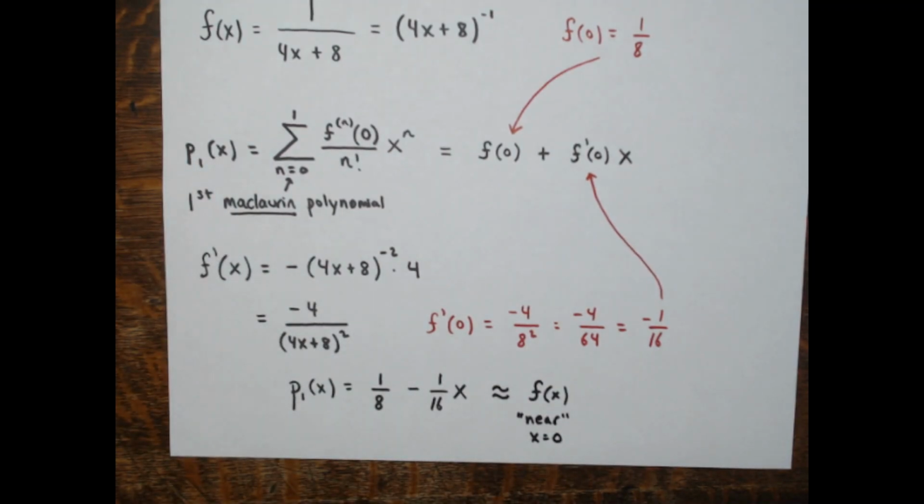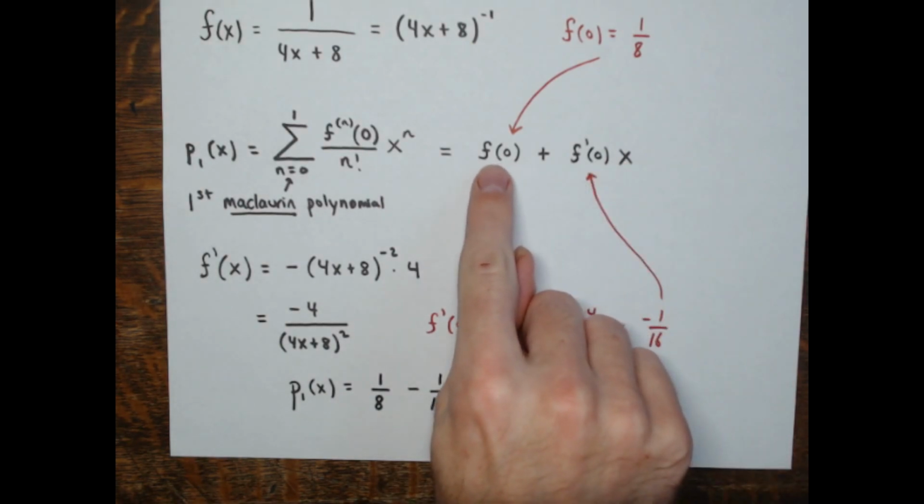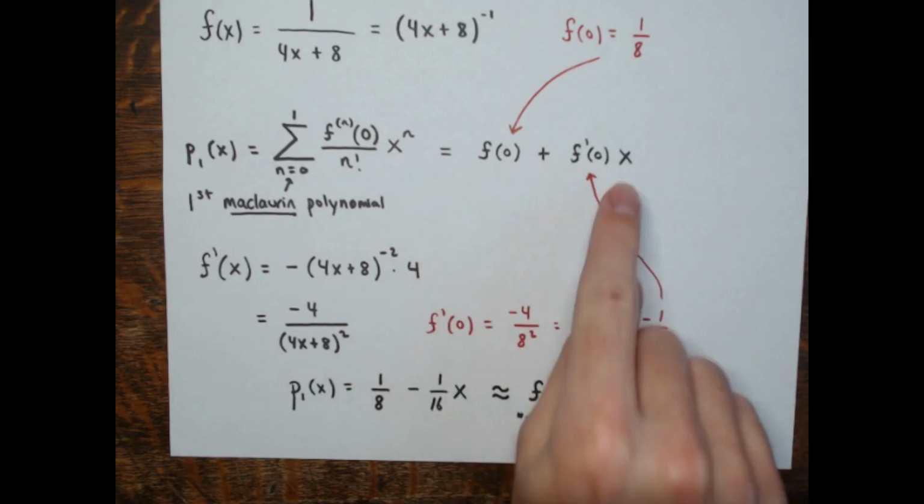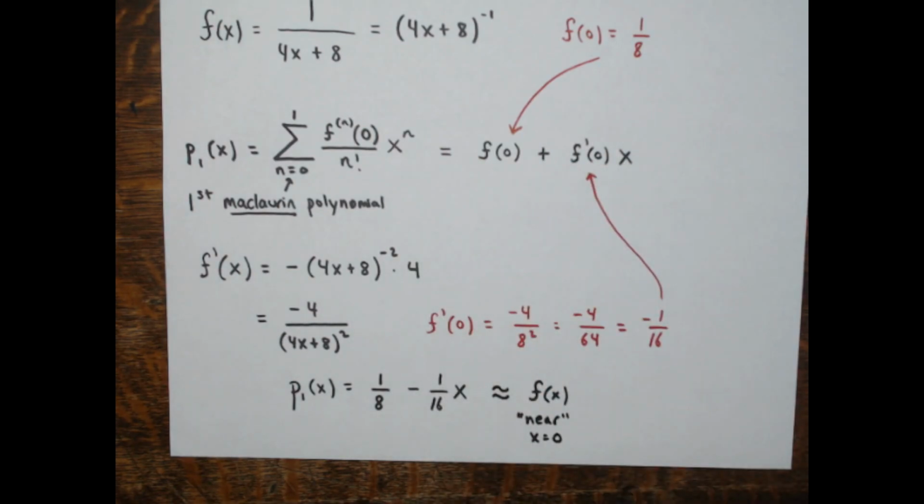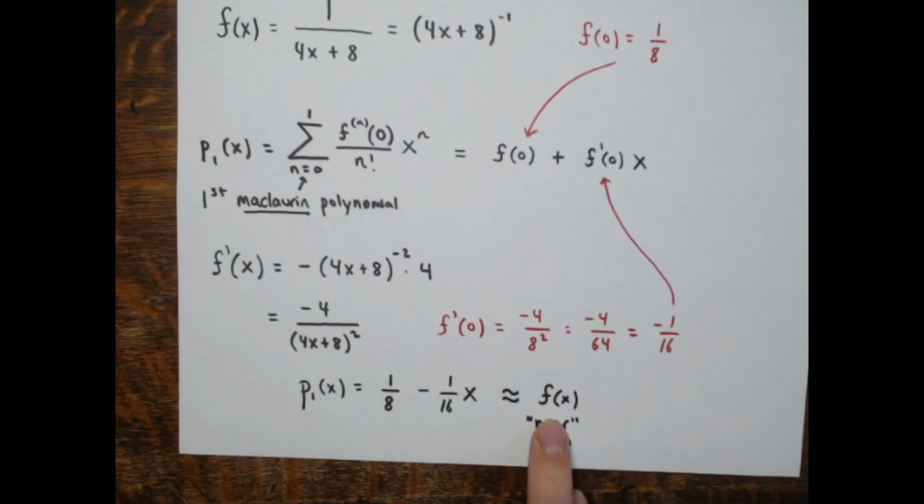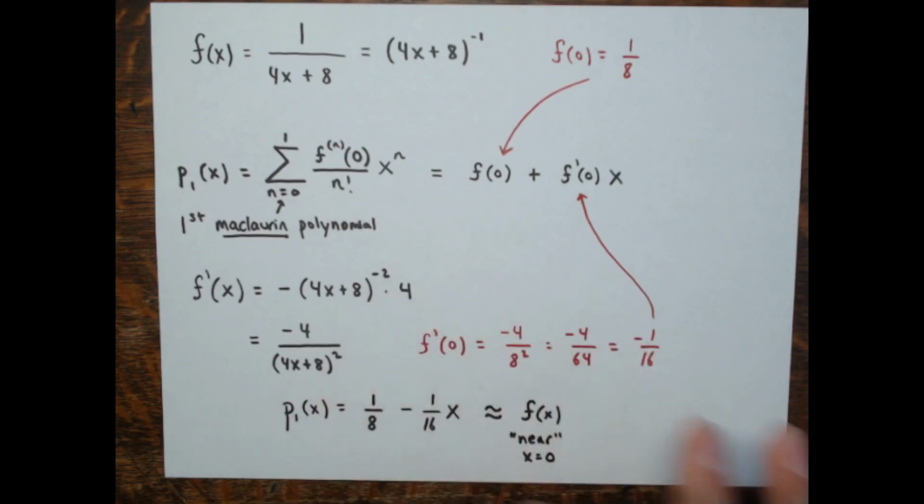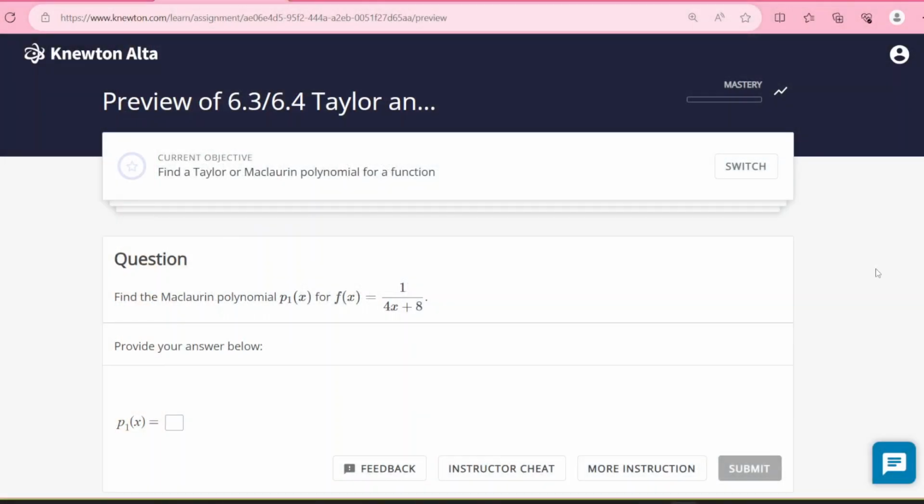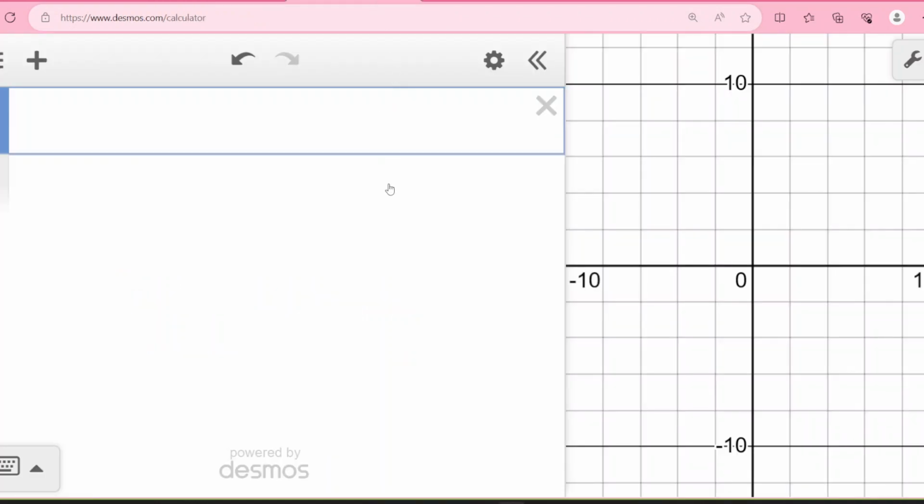And you can see that now. This is basically the tangent line. Remember, f of a value plus f prime of a value times x. That's going to be the tangent at x equals 0 to this graph. So that's what it means to be near. The graph of this linear function will be a nice approximation of the graph of f around x equals 0. And I'll show you that in Desmos.